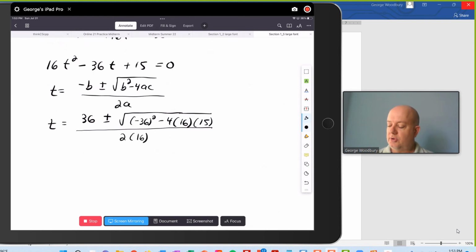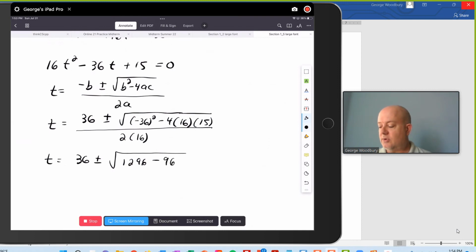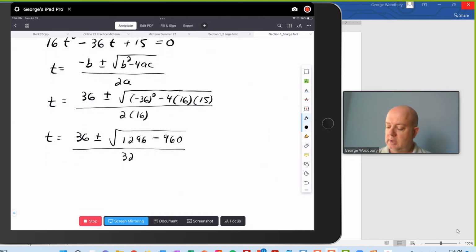Okay, some simplifying to do here. T equals 36 plus or minus the square root. Negative 36 times negative 36 is 1,296. You can verify that on your calculator. Minus 4 times 15 times 16, that's minus 960. Again, verify on your calculator, over 32. T equals 36 plus or minus the square root of 336 over 32.